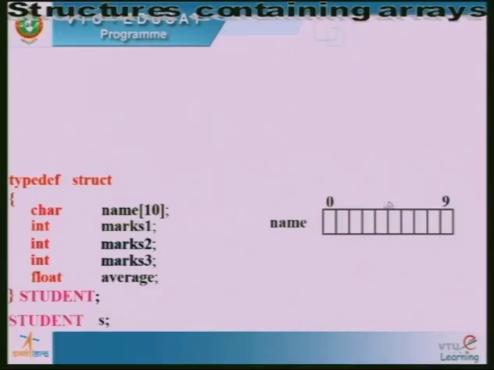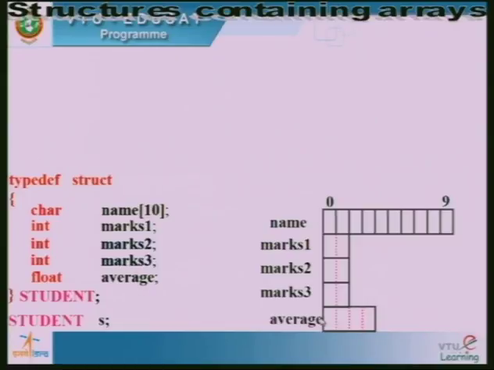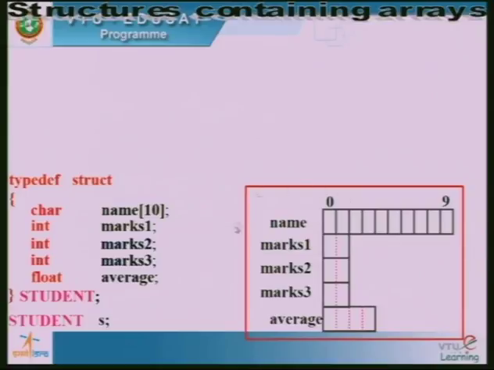Now if you observe name, what is name? It is an array of characters. So how many bytes will be reserved? 10 bytes will be reserved for the variable name. Then what we have? Marks 1. For marks 1, how many bytes? 2 bytes. For marks 2, 2 bytes. For marks 3, 2 bytes. And what about for float average? It is 4 bytes.